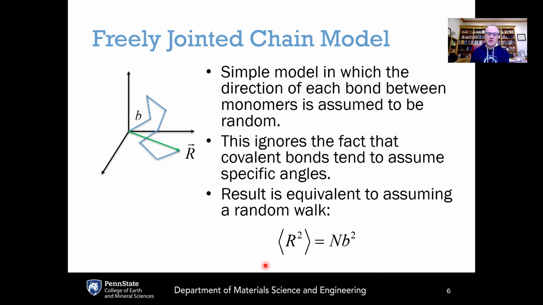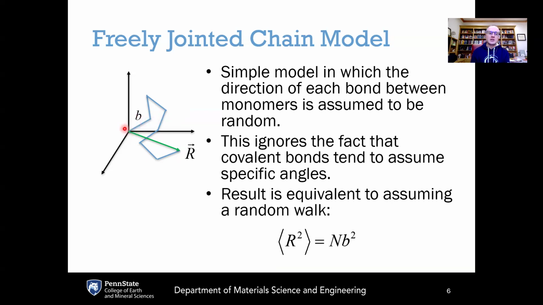First, starting with the Stokes-Einstein relation, one of the problems is that it is assuming a sphere, and a polymer, of course, is not a sphere. And so we need to make an approximation to say, what is the effective radius of a polymer chain if we're going to use that within the context of the Stokes-Einstein model. And the simplest way to do that is with this freely jointed chain model. This is a simple model in which the direction of each bond between monomers is assumed to be random and each monomer has a length here of little b.